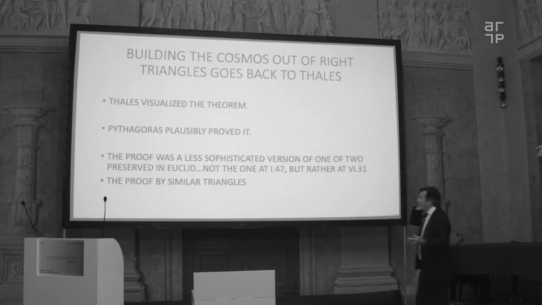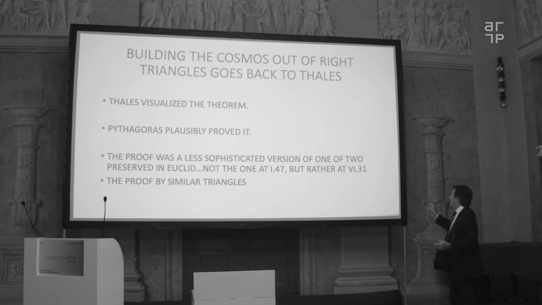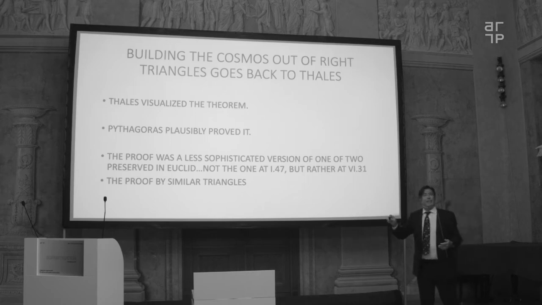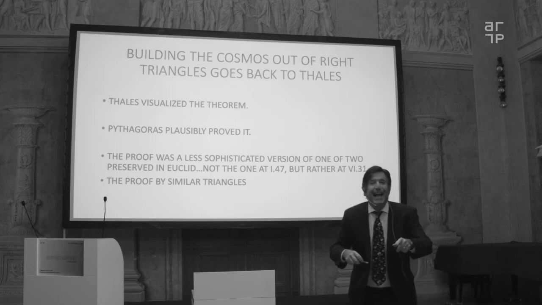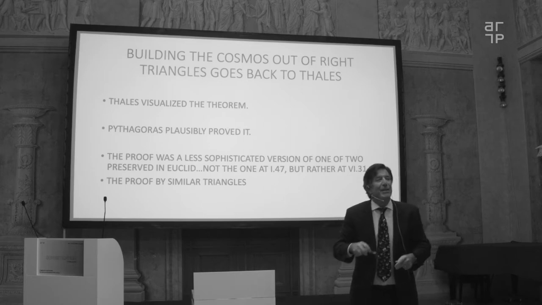Thales visualized it, Pythagoras plausibly proved it, and it was not the proof in book 1, but a less sophisticated view of the proof in 6.31, the proof by similar triangles. So now I've got to create the case that Thales understood similar triangles, because that proof is a natural consequence, and it shows that the right triangle is the fundamental geometrical figure.